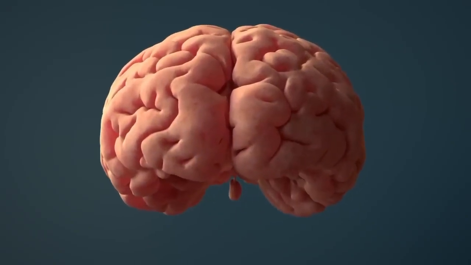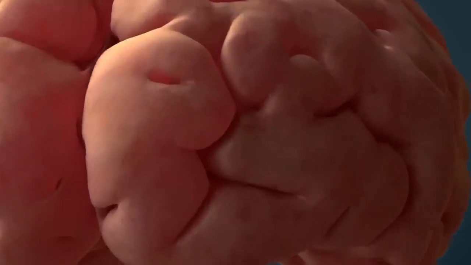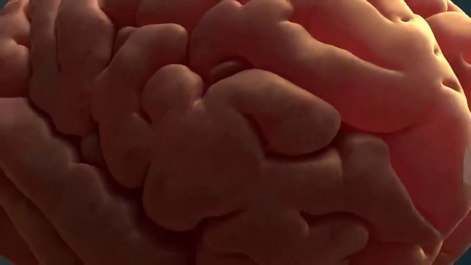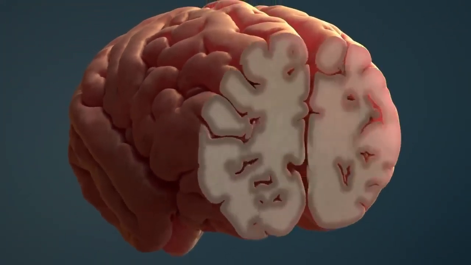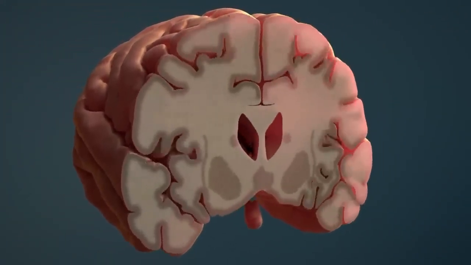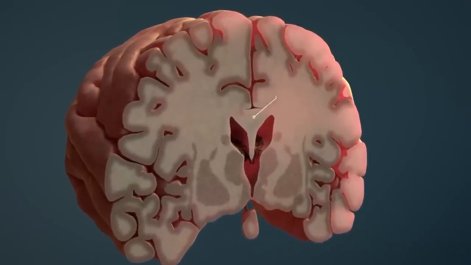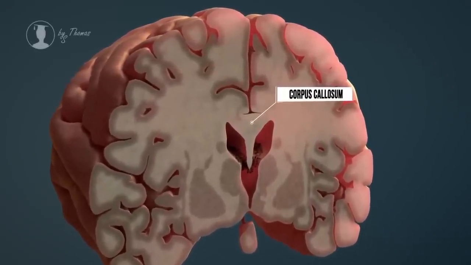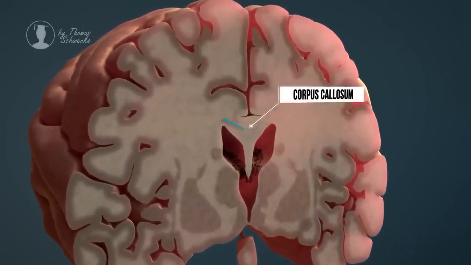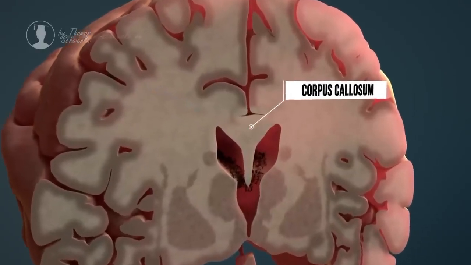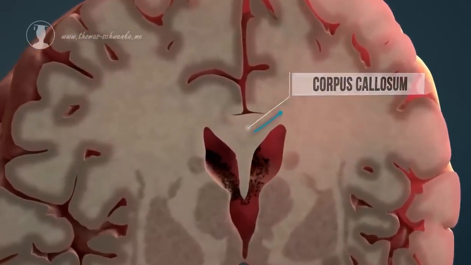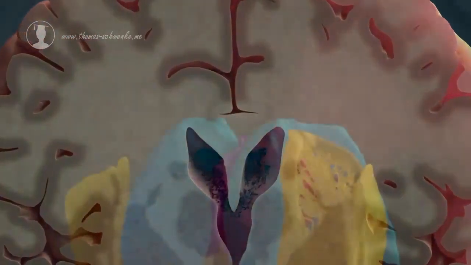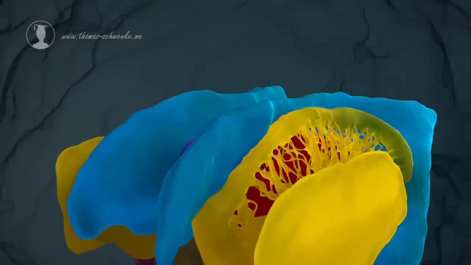The brain has nerve fibers that run from one side to the other, so that both hemispheres of the brain can communicate with each other. The entirety of these nerve fibers is called corpus callosum. The thumb-sized corpus callosum is used for the exchange of information and coordination between the two hemispheres of the brain, so the left hand literally knows what the right hand is doing.